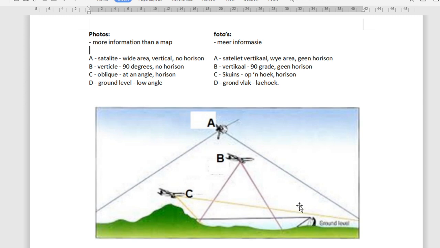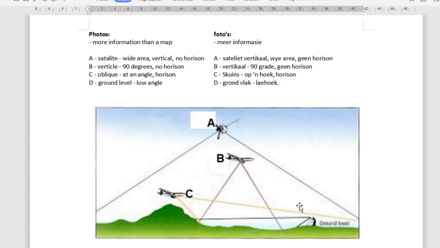Okay, then the vertical photo, because it's closer, we can see the more specific features. So ons kan kyk waar daar geboue is en hoe groot die geboue is. We can see roads and farmhouses, things like that. So it gives us more information about the specific area.